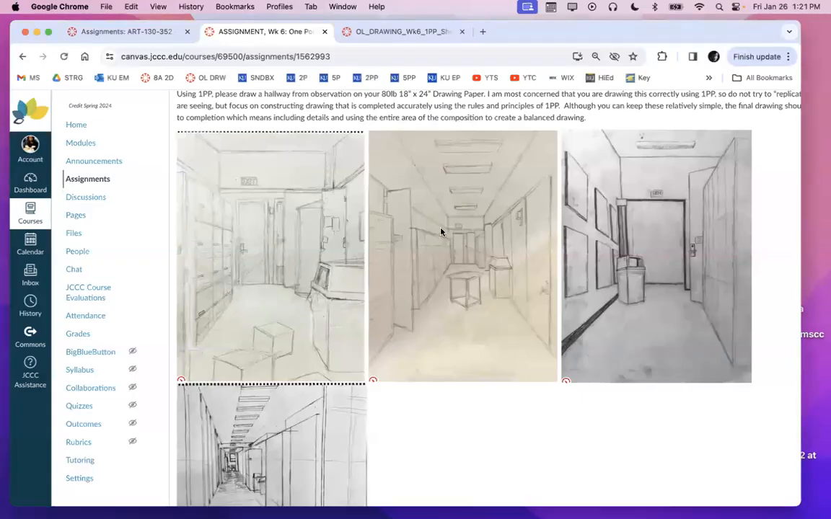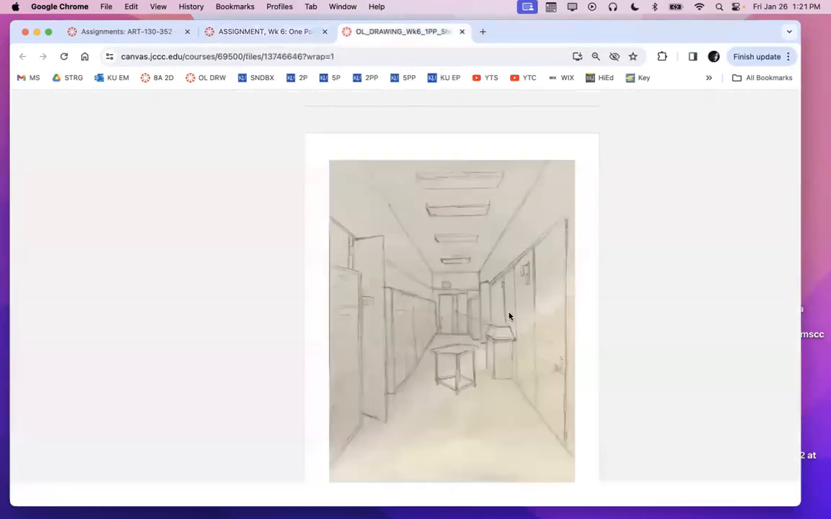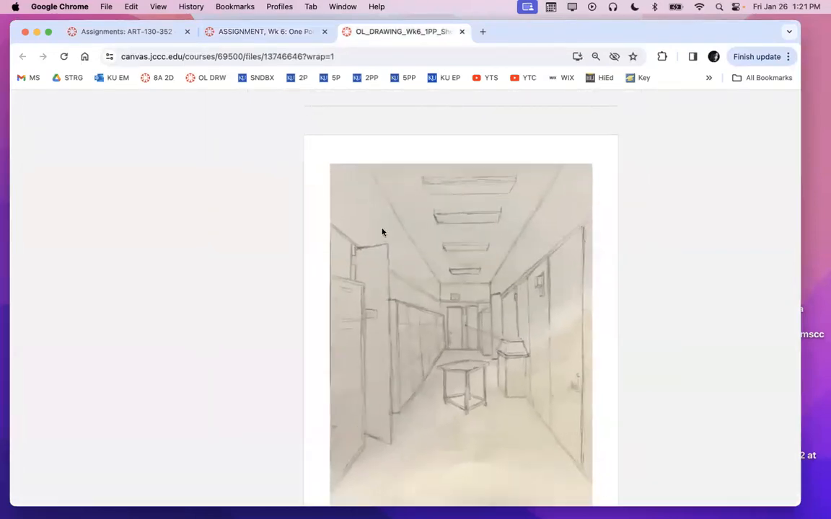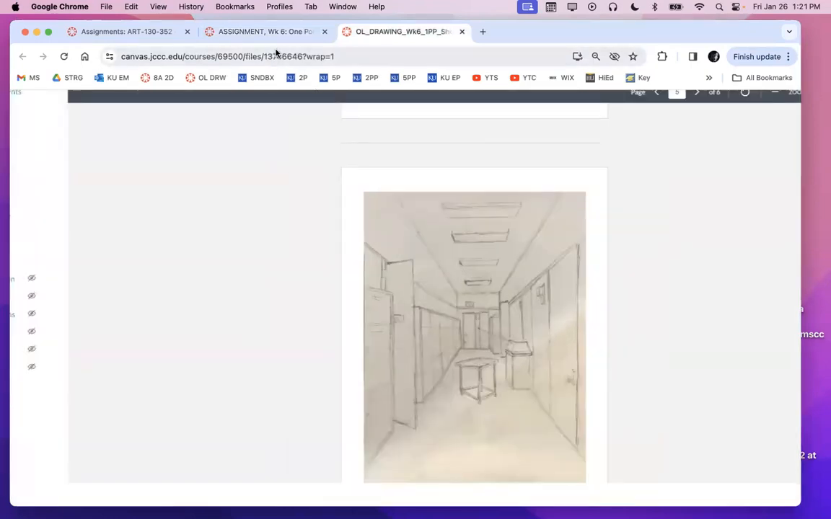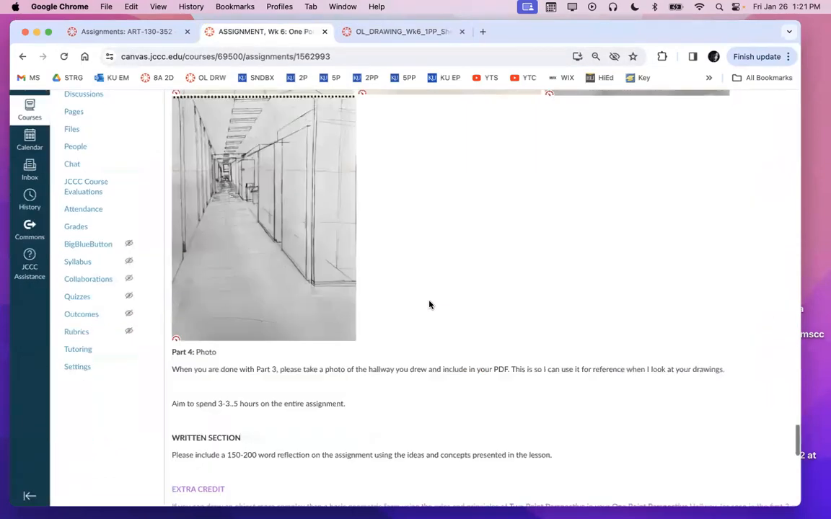We also see it happening in this drawing, where the light switches are, you see more of what's closer to you and less of what's farther away. So keep that in mind as well.